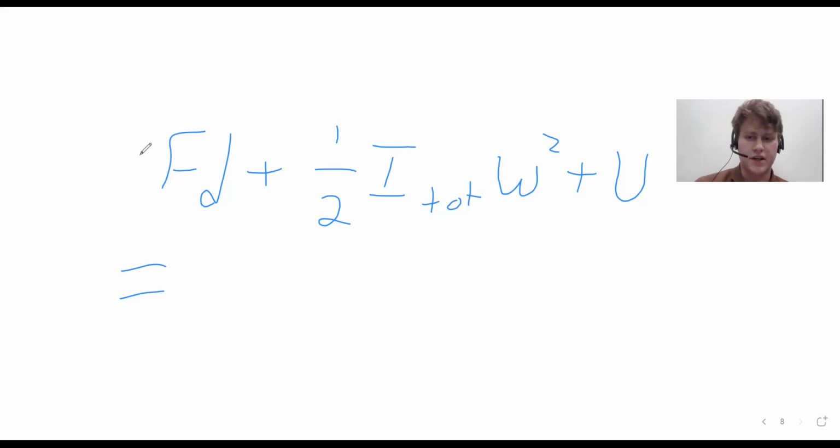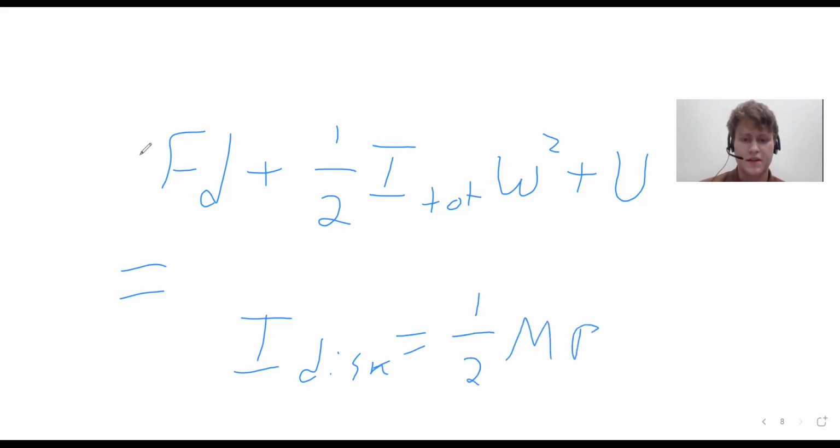The angular inertia of just a disk, we can write as I disk equals 1/2 times the mass of the disk times r squared. And then the angular inertia of our two little masses would just be m times r squared. This is going to be the angular inertia of each mass.